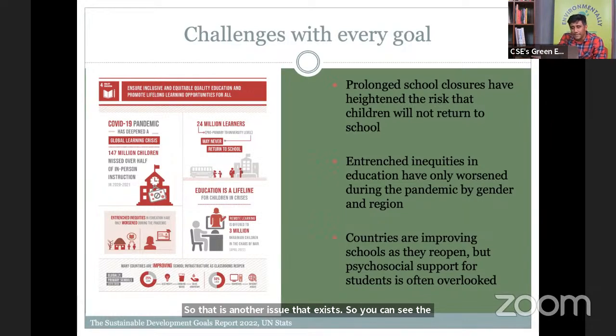And countries are improving schools as they reopen, but psychosocial support, this is something that I was talking about. Psychosocial support is something that is currently being overlooked, because the world never prepared for a situation like a pandemic.